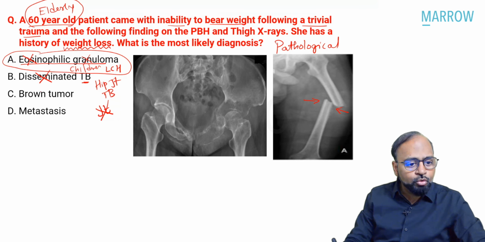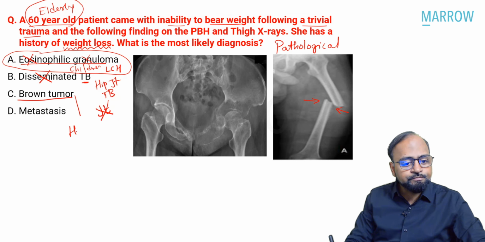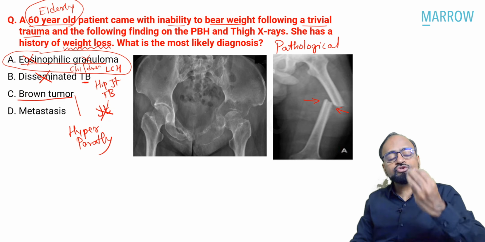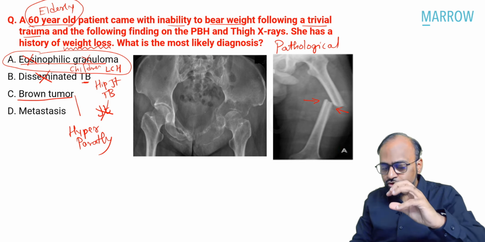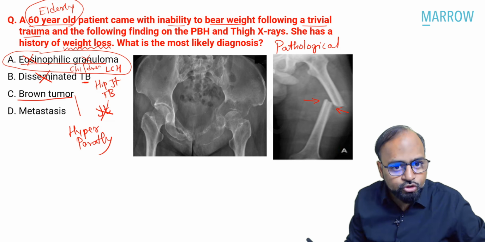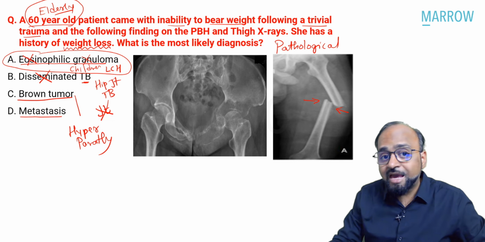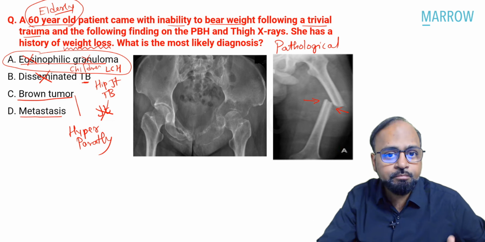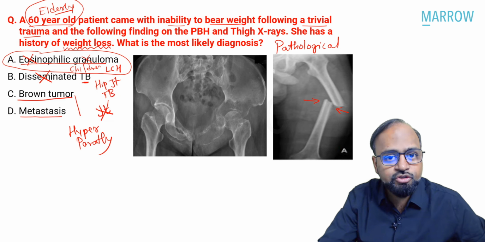Now we are left with two options: brown tumor, which is a manifestation of what? Hyperparathyroidism, right? Focal, excessive osteoclastic activity, resorbing the entire bone at that particular site. So it is a focal lesion. Yes, so brown tumor is possible. Metastasis is possible because of the elderly patient. Axial skeleton, right? The hip joint or pelvic girdle is involved.